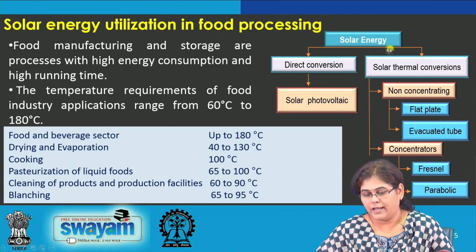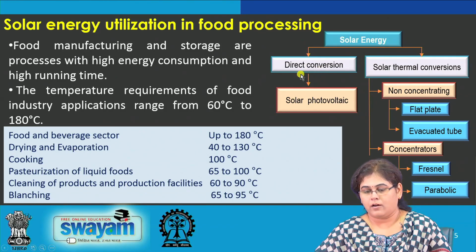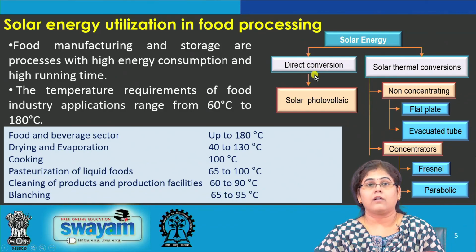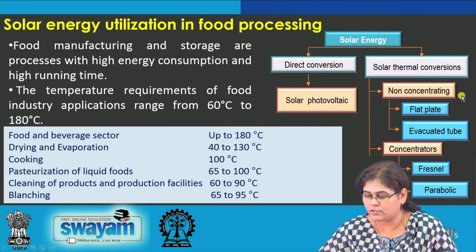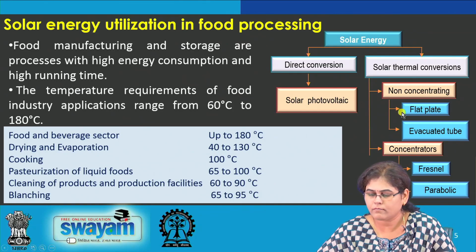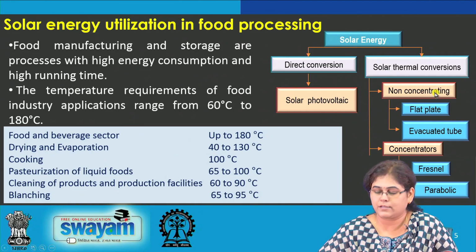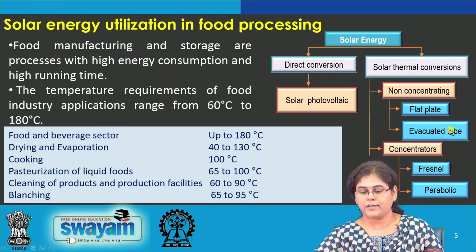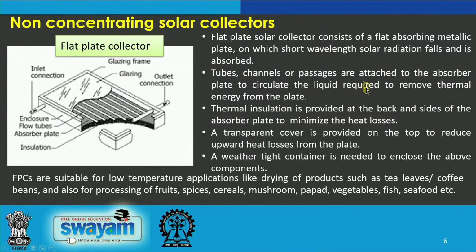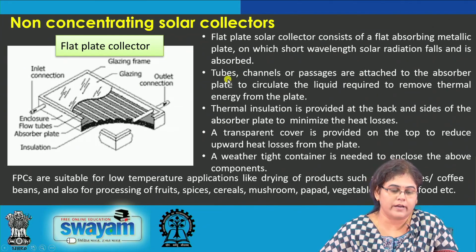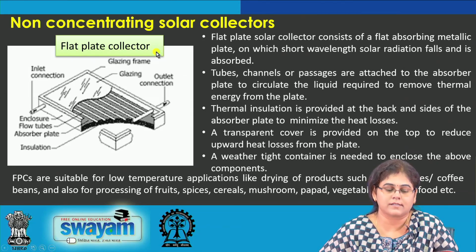Solar energy can be broadly classified on the way we derive the output from it. For example, direct conversion in terms of solar photovoltaics, and solar thermal conversion by employing non-concentrating collectors and concentrators. Non-concentrating collectors are again classified into two types, flat plate collectors and evacuated tube collectors, whereas concentrators are Fresnel type and parabolic type concentrators. First of all we will be discussing the non-concentrating solar collectors, and the very widely used non-concentrating solar collector is the flat plate collector.